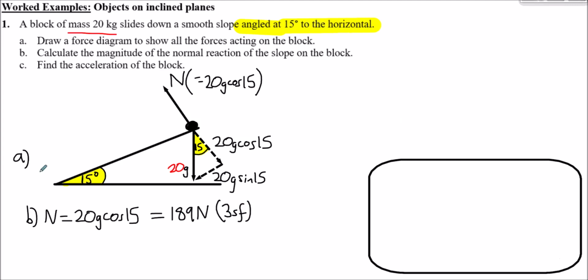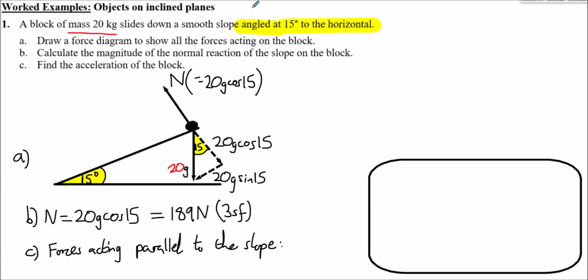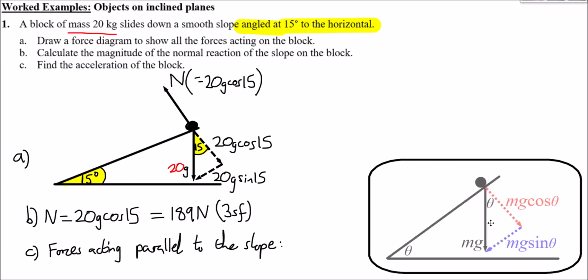Next, for part C, find the acceleration of the block. And so what we can do here is we can consider forces acting parallel to the slope. By the way, if this idea confuses you, just to remind you of the general idea from before, we'll always have this. So this is what I'm using to decompose a force into two components like so. So forces acting parallel to the slope. There's only one force acting parallel to the slope, which is 20g sine theta.